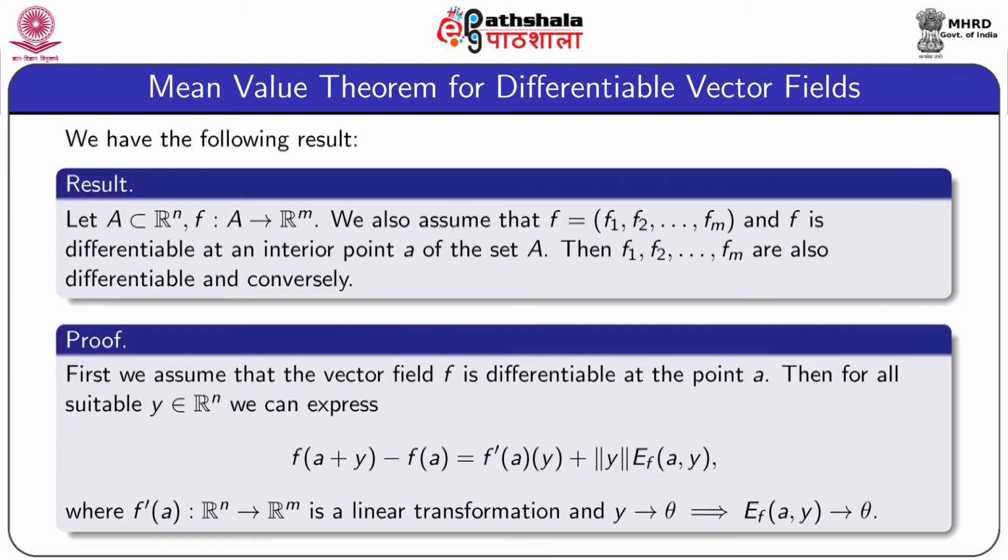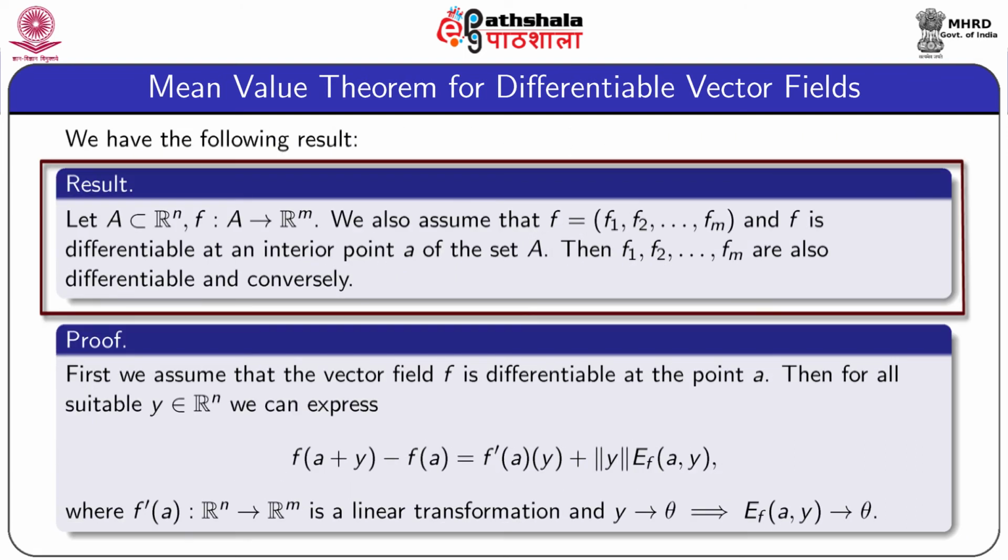We have the following result. Let A be a subset of R^n, F is a map from A to R^m. We also assume that F1, F2, ..., Fm are the components of F and F is differentiable at an interior point a of the set A. We claim that F1, F2, ..., Fm are also differentiable, and further the converse is also true. That is, if we consider the differentiability of F1, F2 up to Fm at some point a, then it implies the differentiability of F at that point.